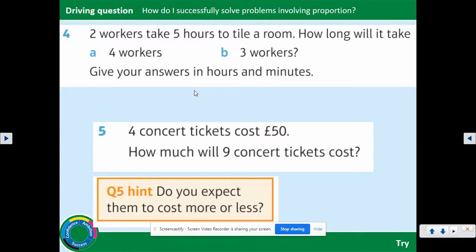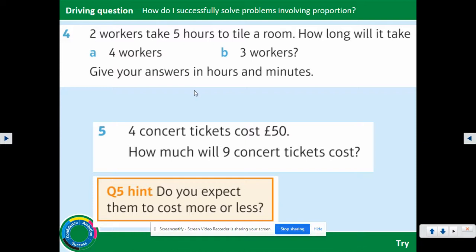If you struggle with how to start that, it's probably a good idea to find out how long it would take one person, and then you can follow the example that we did before of working out therefore how long it would take 4 people and how long it would take 3 people. Okay? You can get to part A in a different way, but if you find out what it is for one person, that helps you with part B as well.